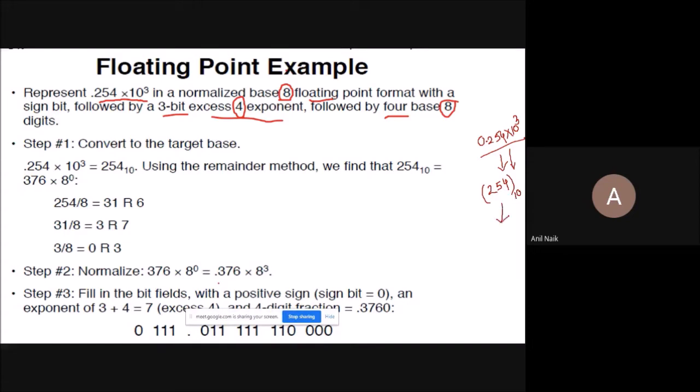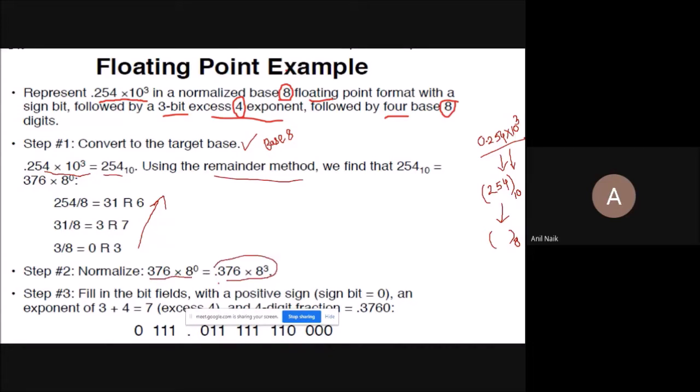So this you have to convert into octal form, into base 8 form. So you have to convert to the target base. What is the target base? Base 8. So this number 0.254 into 10 raised to 3 is equivalent to 254 base 10. Using the remainder method, octal means you have to divide by 8. So here you will get 376.